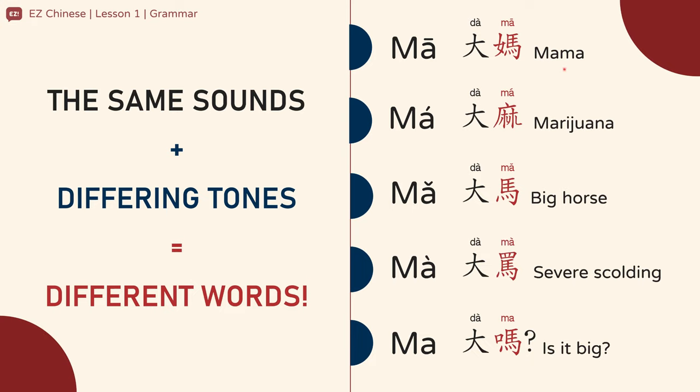Ma, ma, ma, ma. Mama. Ma da ma, marijuana. Ma da ma, big horse. Ma da ma, severe scolding. Ma da ma, is it big? Ma, ma, ma, ma, ma.